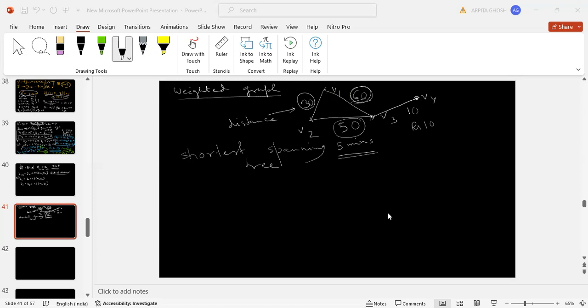Shayan, what do you mean by shortest spanning tree? No no no, first tell me spanning tree, shortest comes later. What do you mean by spanning tree, Shayan? What do you mean by spanning subgraph? Spanning subgraph means what?